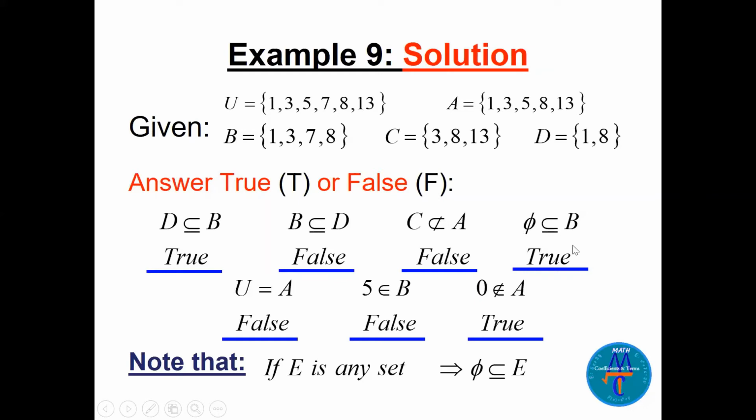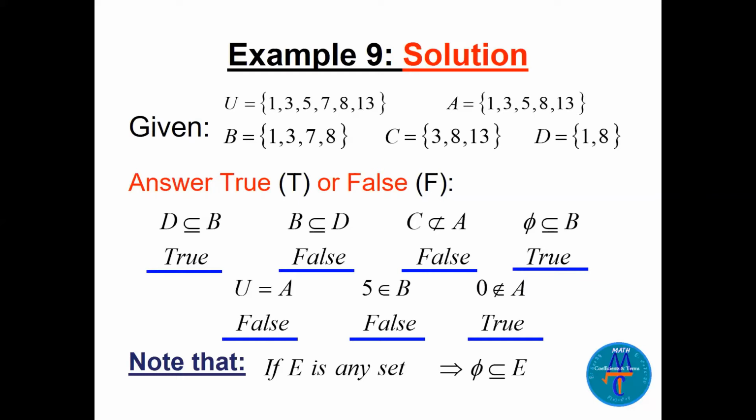Phi is a subset of B. True? Phi is an empty set. An empty set is a subset of B. It is true. I wrote a note in the last line you can read: if E is any set, phi is a subset of any set, because phi is the empty set. It is always inside any set.